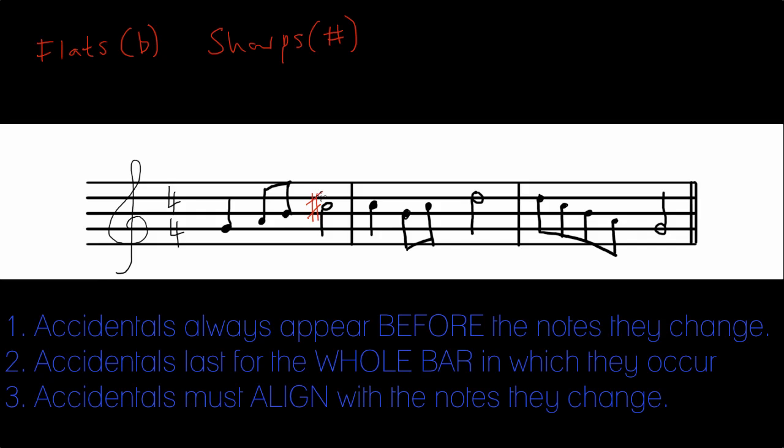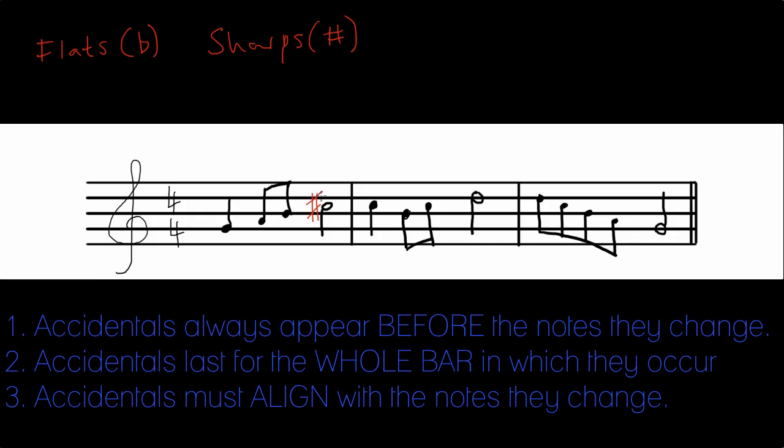So it's really important to remember whenever we're writing music that the accidental symbols should always come before the notes that they change. And also it's really useful to remember when we're reading music that we can expect to see any instructions about special flat or sharp notes are going to be before those notes in the music and not afterwards.